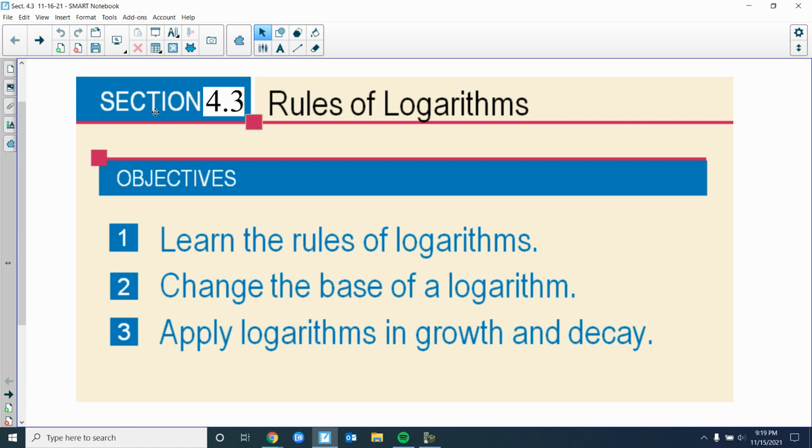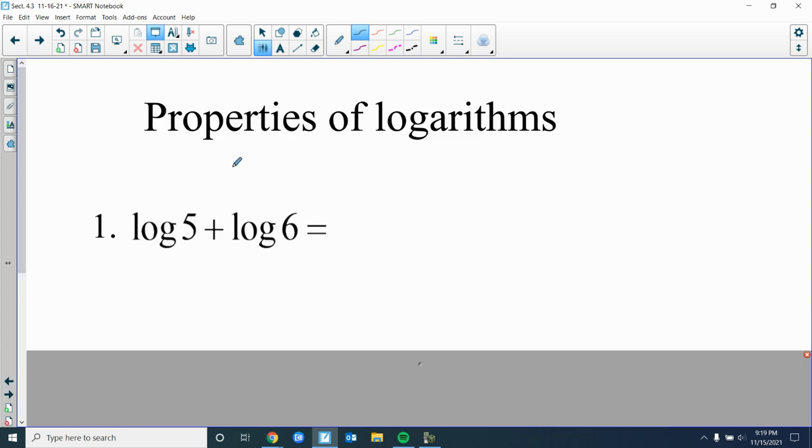Today we're going to go over section 4.3, which will be the rules of logarithms. There are three main rules: product rule, quotient rule, and power rule. We'll go over those, and we'll also talk about how to change the base of a logarithm. Step 3 here says apply logarithms in growth and decay. We'll get to that tomorrow. So the main two things here: learn and apply the rules of logarithms, and change the base of a logarithm.